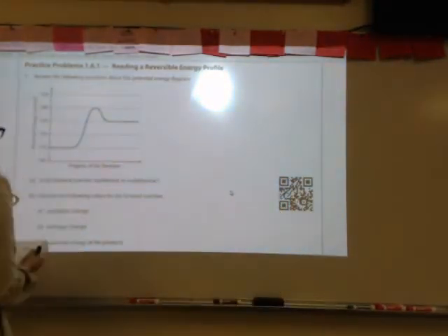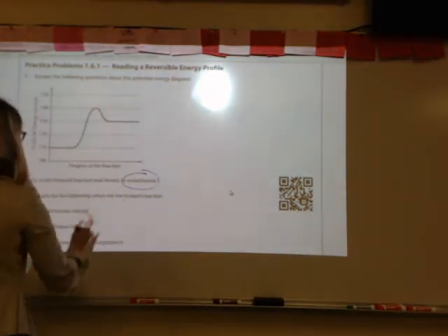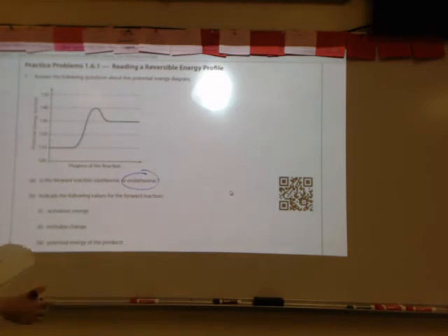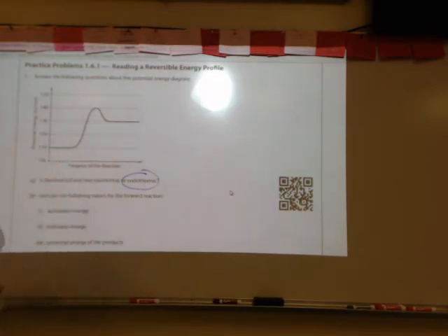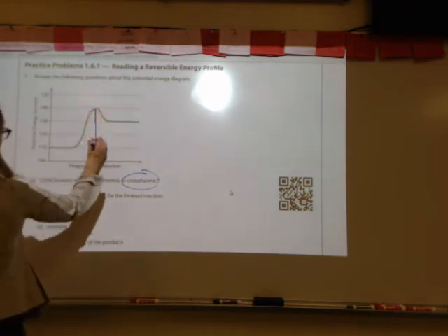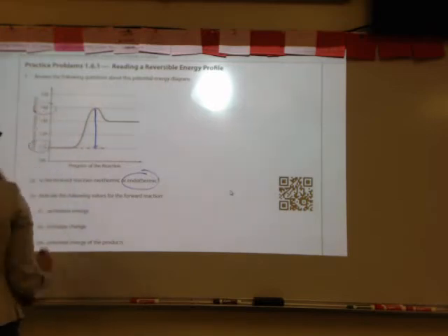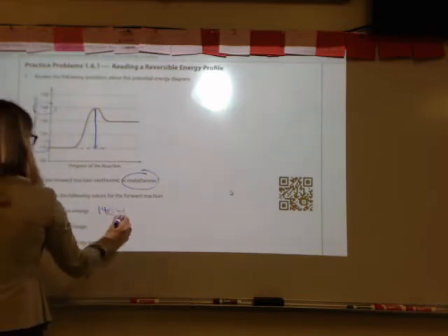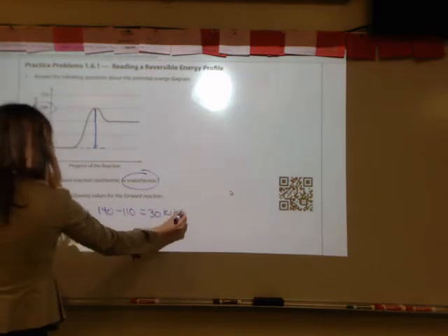Is the forward reaction exo or endo? Well, this is going to be endo, because the potential energy of my product is higher than the potential energy of the reactant. And what is the activation energy for the forward direction? Well, between here and here, this is 140 minus 110. So this is going to be 30 kilojoules per mole.